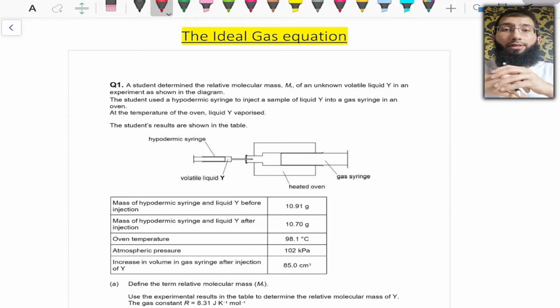In today's video, we'll be focusing on tackling one of the trickier questions I've seen for the ideal gas equation. So let's have a crack at it. Let's see what we can do.